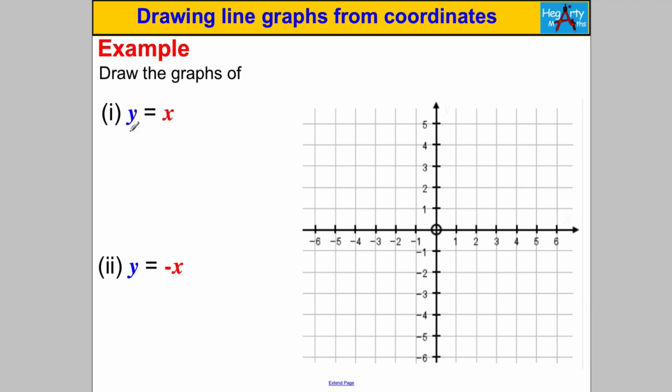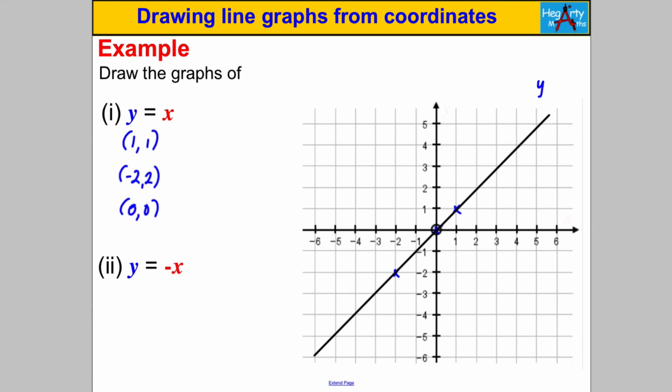Okay. Can you remember what the line y is x and y is negative x looks like? y equals x, if you're struggling, just put a few coordinates where the y and the x number are the same. I don't know, 1, 1, negative 2, negative 2, 0, 0, let's say. Oh, yeah, it's the diagonal line going from the bottom left up to the top right. And that's y equals x.